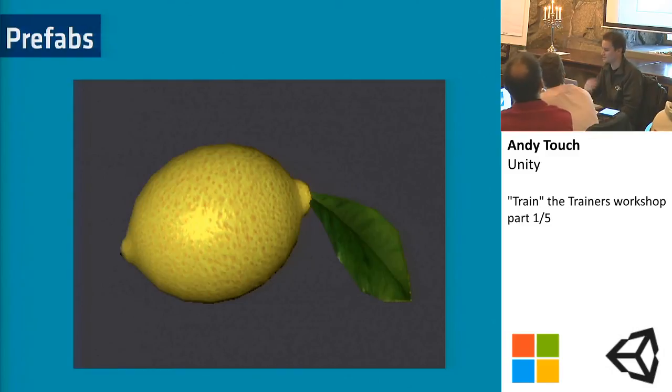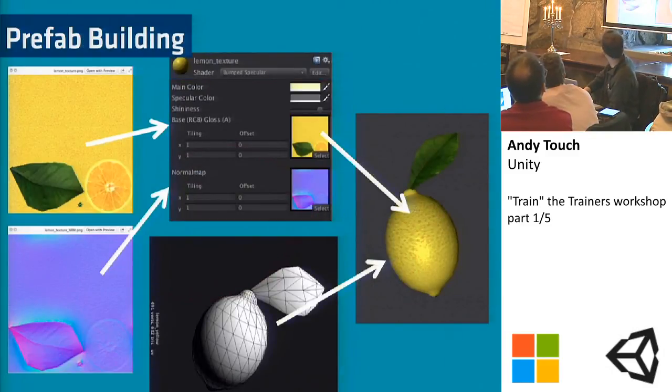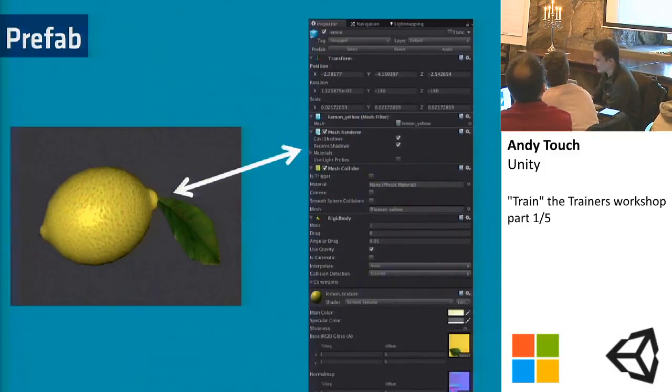So with this lemon, for example, and we're going to use lemons later on, you'd build up the lemon in a particular way. You'd have your mesh for the lemon, you'd then have textures applied to the lemon, you'd have some form of material, so it all feeds into this lemon. And you'd have a lemon built up of, for example, its position, its rotation, its scale, it has a mesh collider, it has physics, it has a texture, it has all of these things.